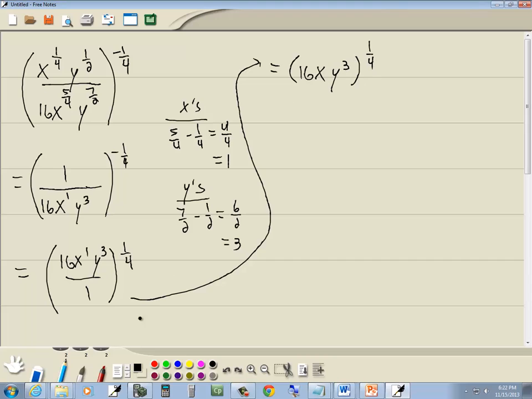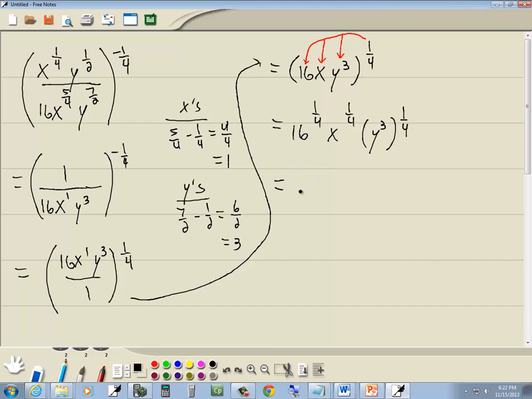1/4 power. Now, if everything inside of your parentheses is either multiplication or division, and you're raising it to a power, then you can take everything to that power. It's kind of like a distributive property concept. So we're going to take the 16 to the 1/4 power, we'll take the x to the 1/4 power, and we'll take the y to the third to the 1/4 power. So we've got 16 to the 1/4, x to the 1/4, and y to the third power raised to the 1/4 power.